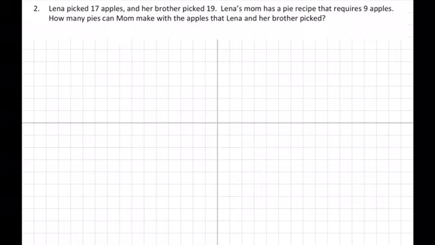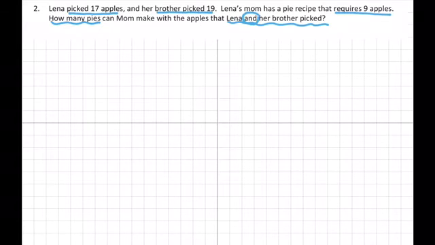So my second job is to go through and underline all of my important information. So the first thing is Lena, she picked 17 apples. And then her brother picked 19. Lena's mom has a pie recipe that requires 9 apples. How many pies can Mom make with the apples that Lena and her brother picked? And I'm going to circle "and" because that's also telling me something that she's going to do.